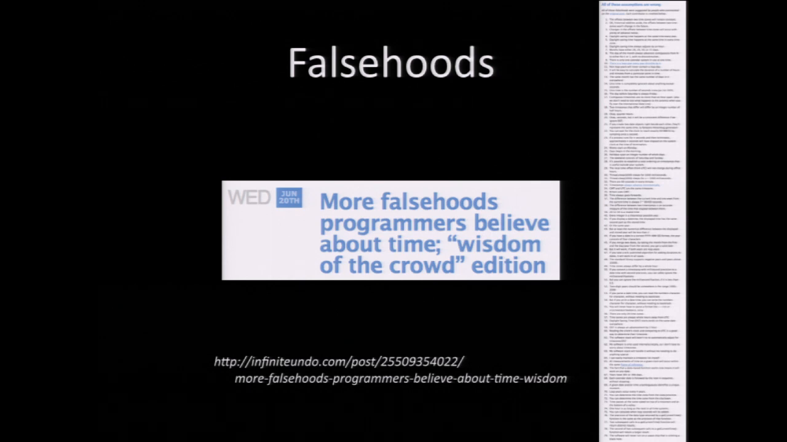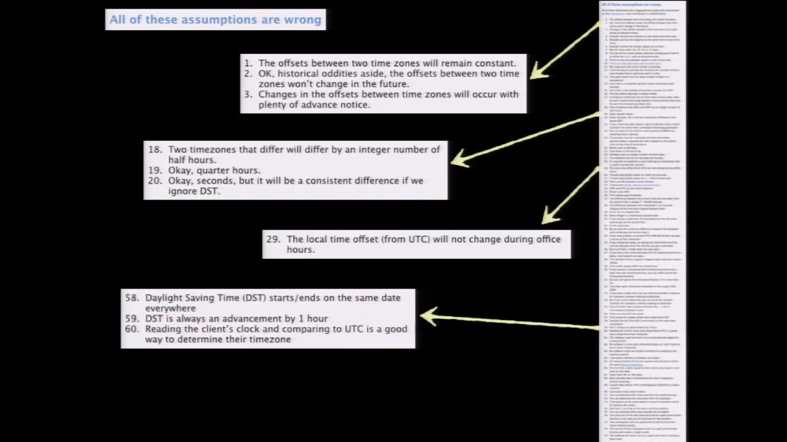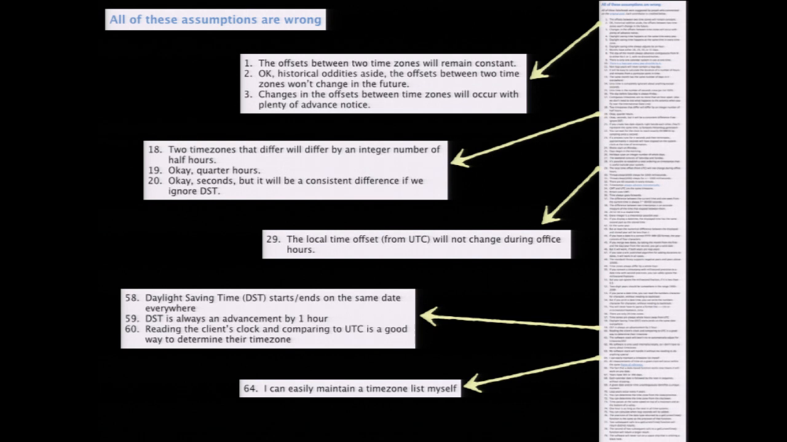Now, there's the full list on the right, but I won't read out all of them. I will just pick out a few of my favourite ones. Like, the local time will not change during office hours, which is wrong. Reading the client's clock and comparing to UTC is a good way to determine their time zone. Yeah, no. And I can easily maintain a time zone list myself.